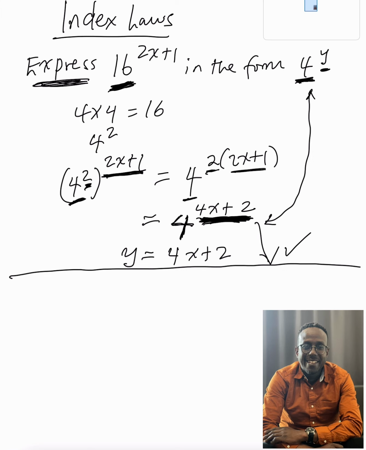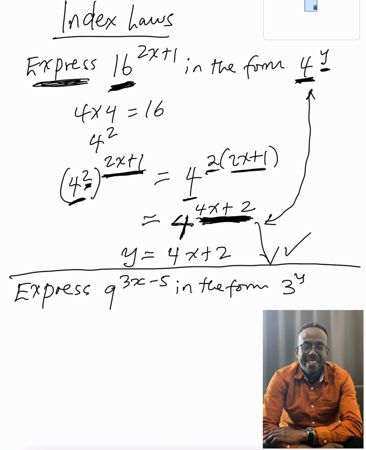Now, I have one that you can try out, then we can do it as well. We are going to express, I'll write it here, because this is how they ask these questions: Express 9 to the power of 3x minus 5 in the form 3 to the power of y.